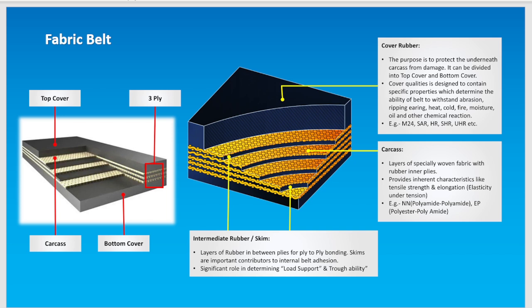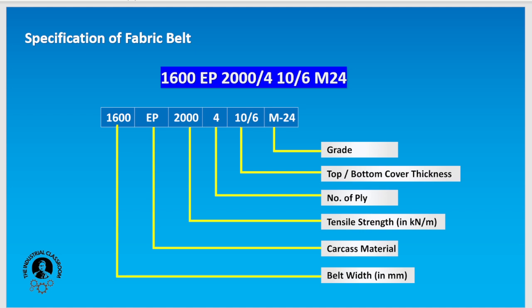Before moving on to the specification, we know that the fabric belt consists of top cover, plies, or the combination of ply which is called the carcass, and bottom cover. We read it. So now let us move to the specification of the conveyor belt. Specification is very important because it provides the details that we must know whenever we find a belt.